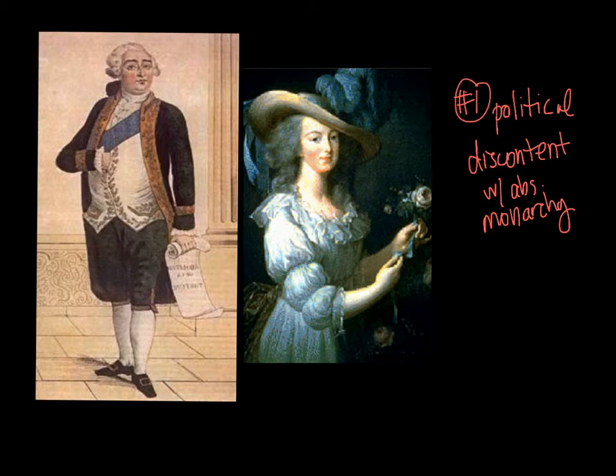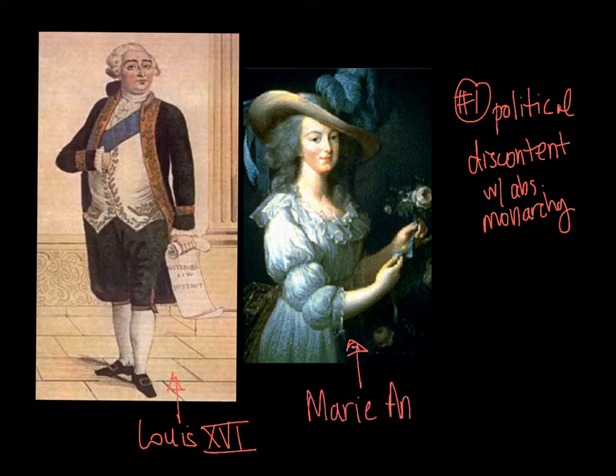But Louis XVI, right here, was not able to resolve any of France's problems. I think he might have been a decent guy, but just wasn't very good at governing. He also took the throne at the age of 20, while his wife here, Marie Antoinette, was 19. So they were young to be governing a major country.